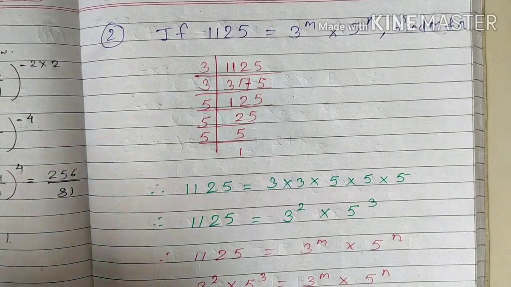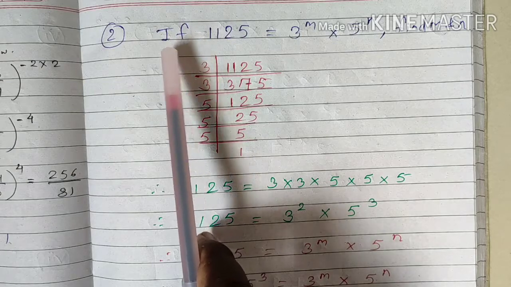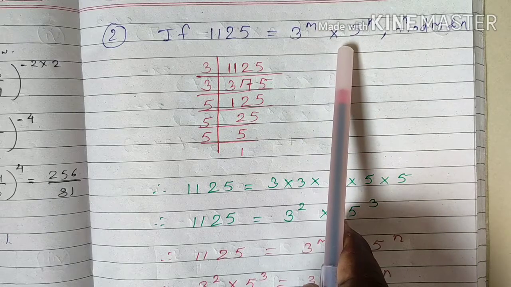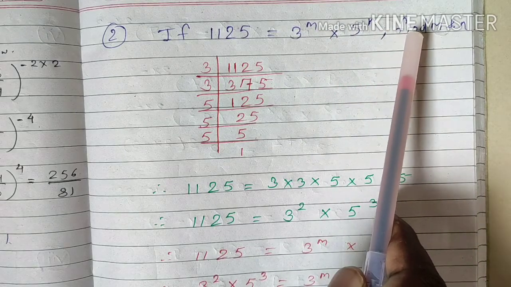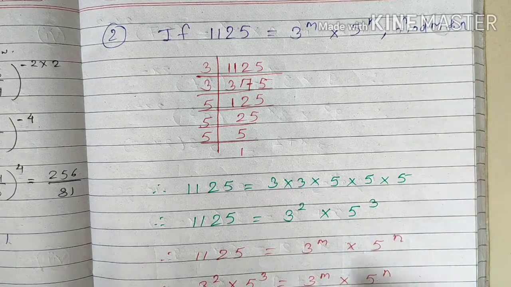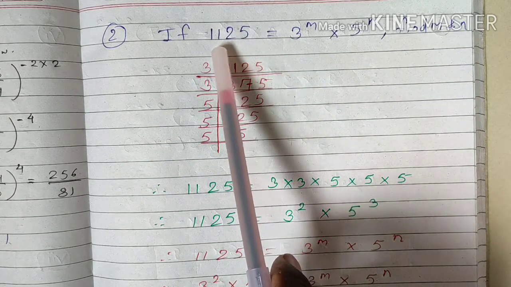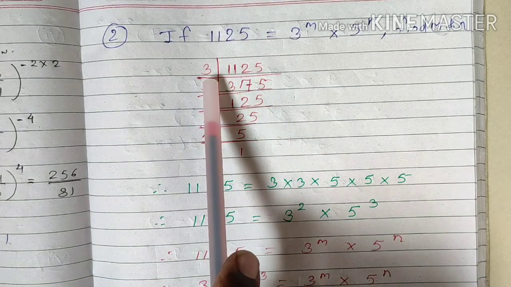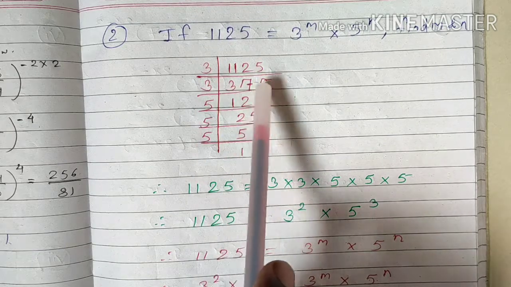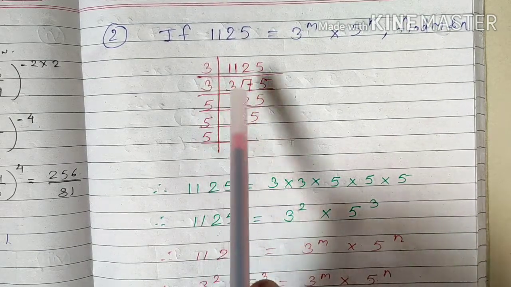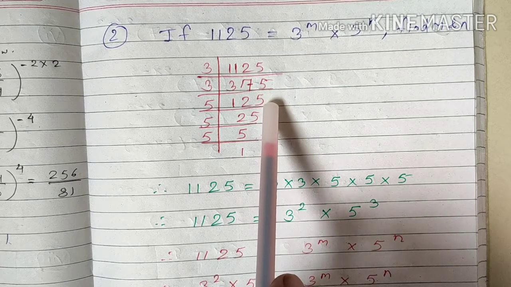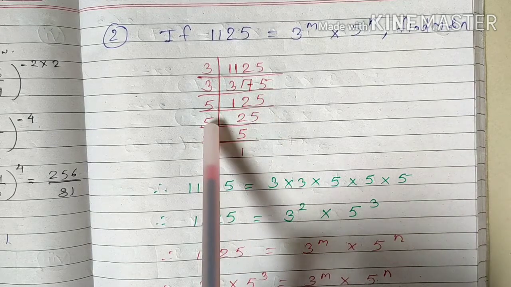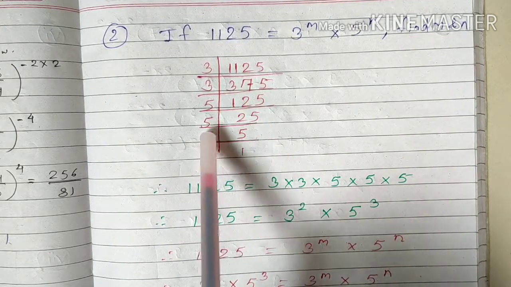Next is question number 2. In this question number 2, if 1125 equals 3 raised to m multiplied by 5 raised to n, find the value of m and n. Let us find out the prime factors of 1125. First, dividing by 3, we are getting 375. Again, dividing this 375 by 3, we are getting 125. Further, this 125 is divisible by 5, so we are getting 25. Again 25 is divided by 5, we are getting 5. 5 ones are 5.